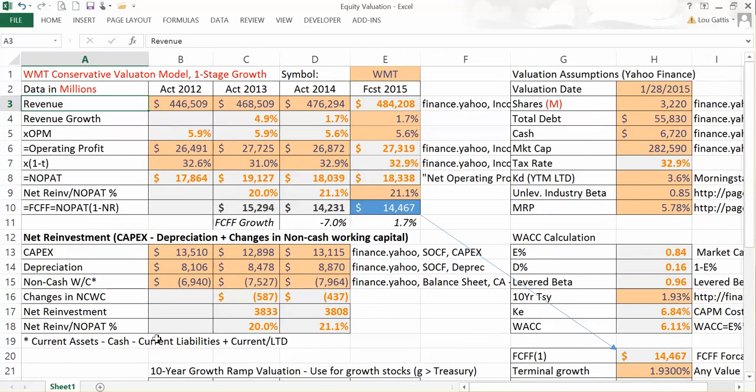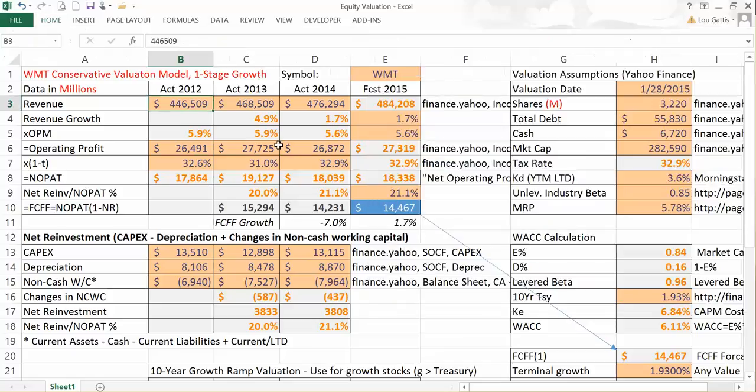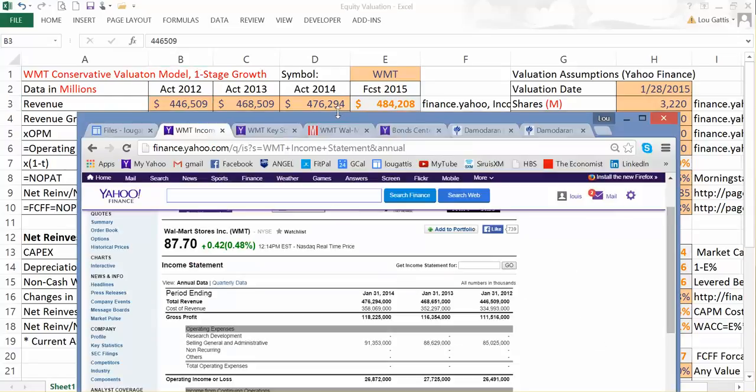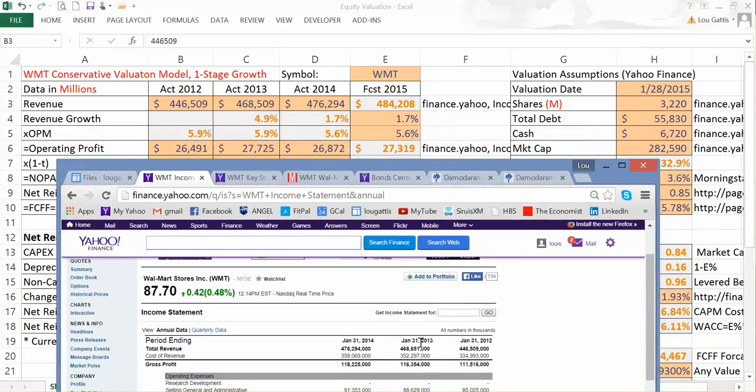The one thing I'm going to use, the formats I'm going to use, is whenever you see this color here, that's going to be Excel's cell style you use for inputs. So all these cells require you to put a value in. I have some defaults in some of them, but in general you have to pick up those values. So again, I'm going to get in my total revenues, 2012, 13, 14. I'm then going to put the operating profits in.